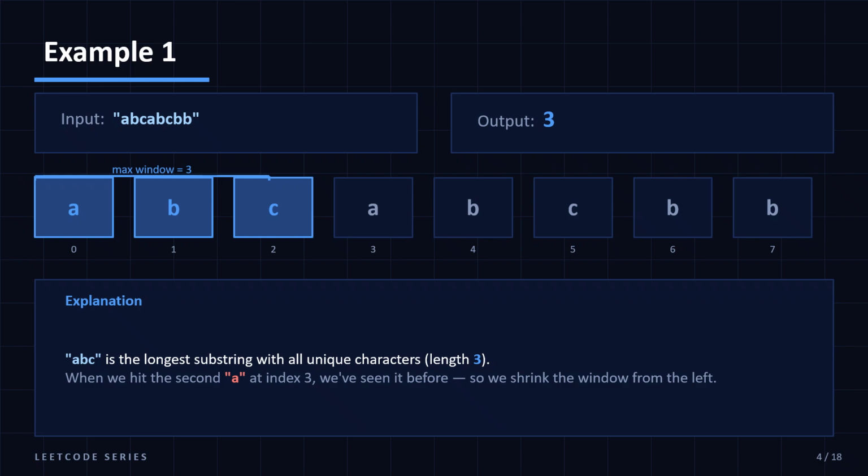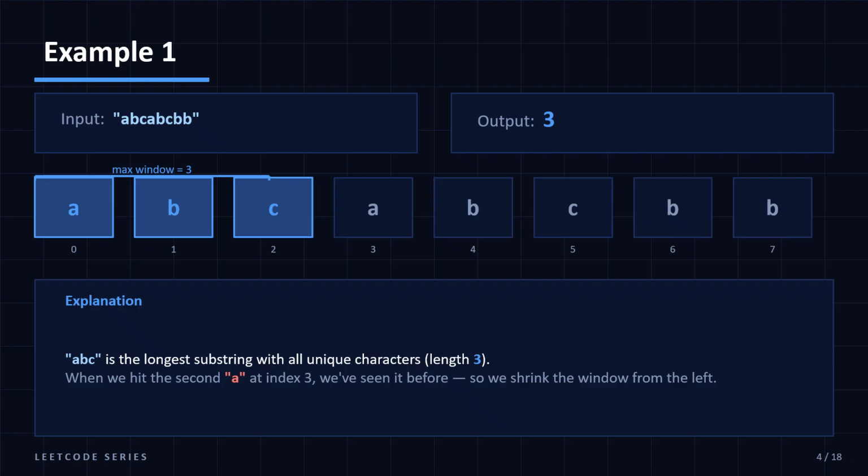Now let's visualize this with an example. We have a string which is A, B, C, A, B, C, B, P. If we simulate it like a human, we'll start building a substring. Our first substring is A, allowed, A, B, allowed, A, B, C, allowed, A, B, C, A. Now because this is being repeated, this is not allowed.